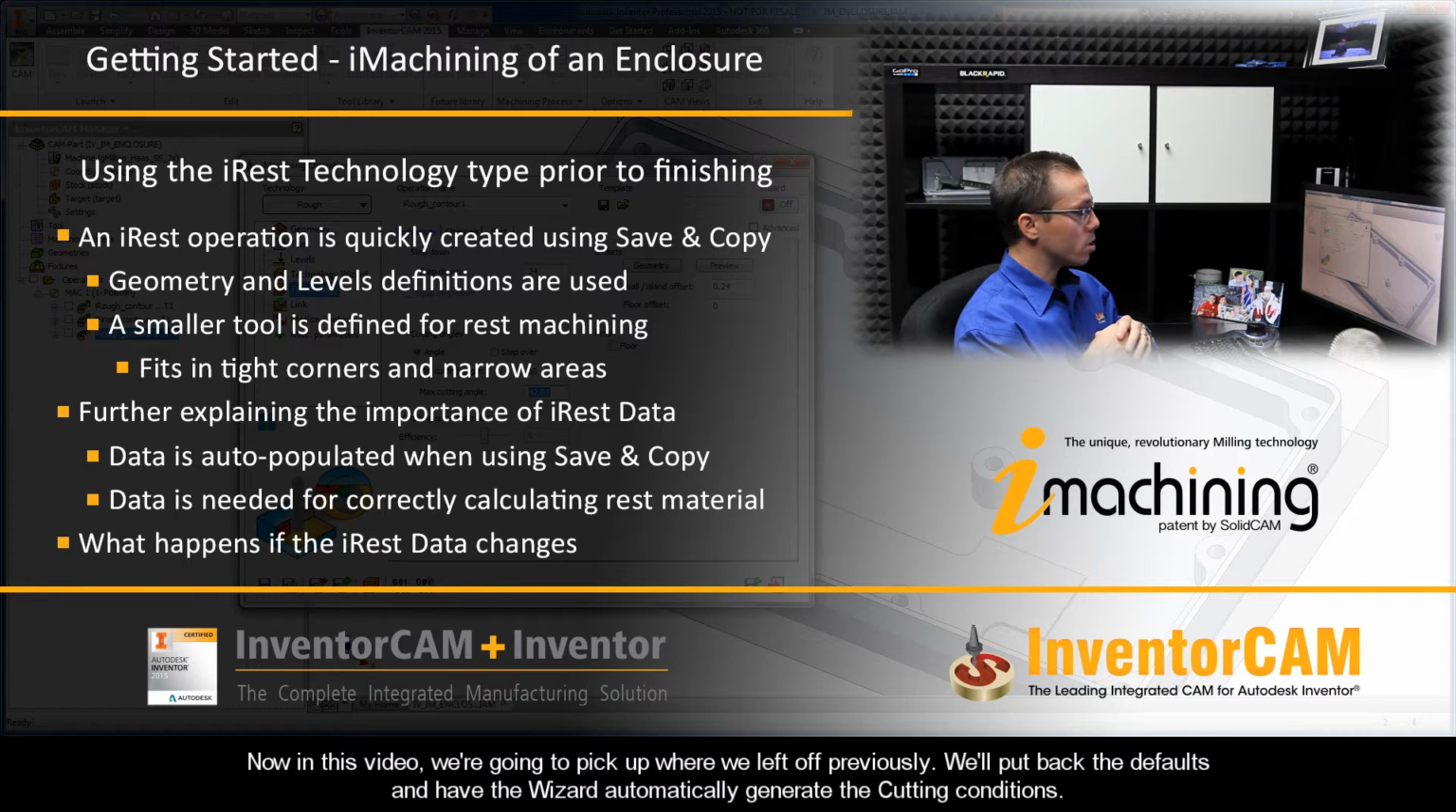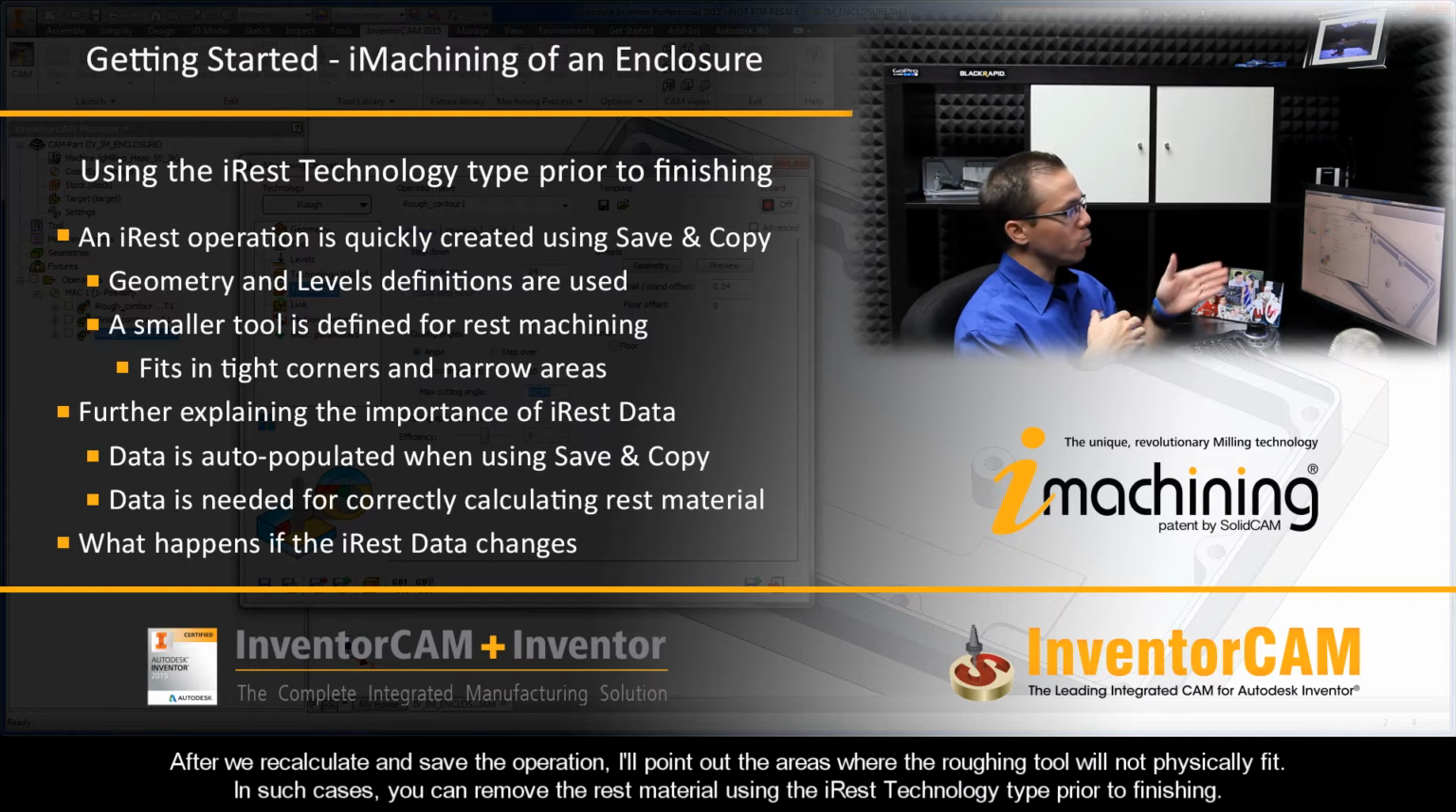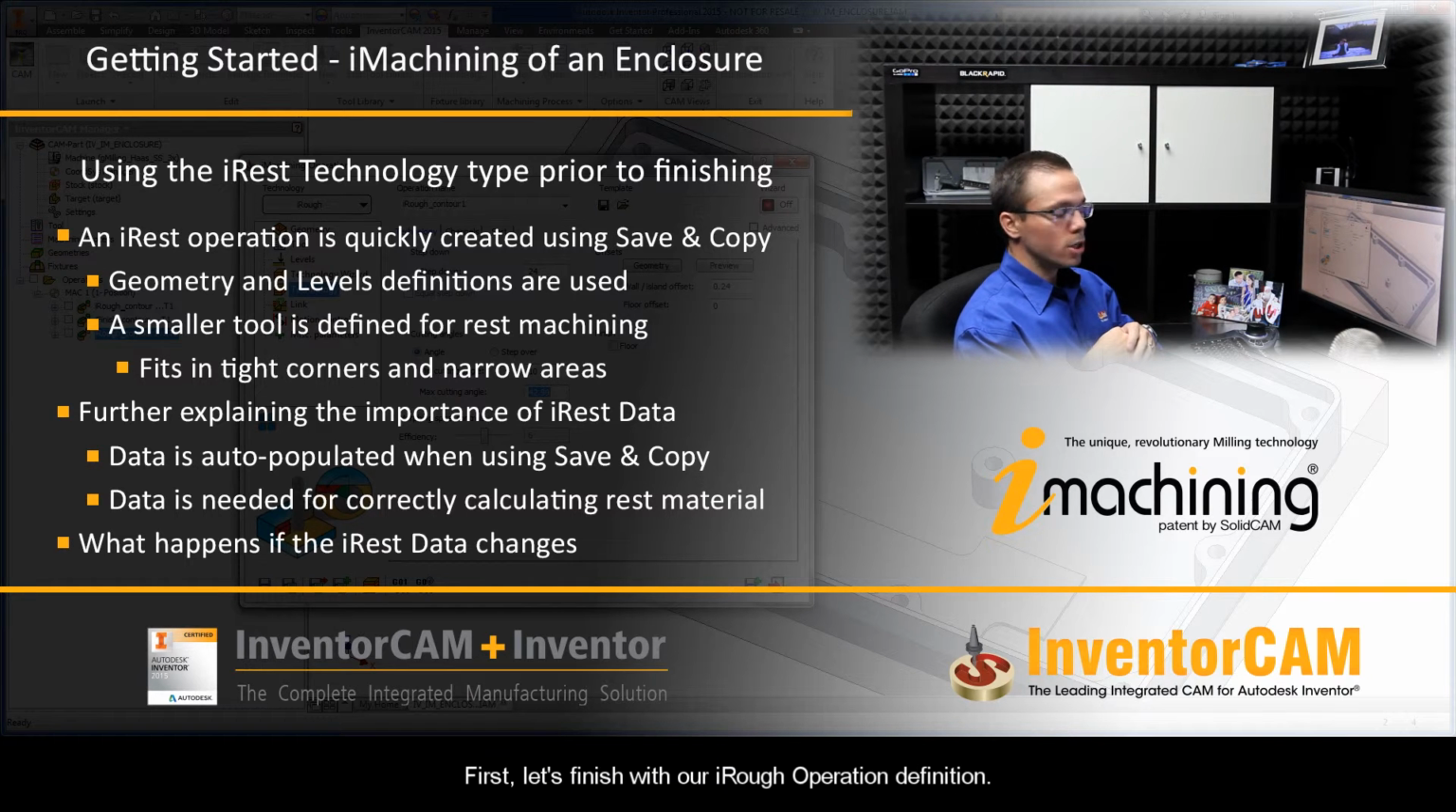We'll put back the defaults and have the wizard automatically generate the cutting conditions. After we recalculate and save the operation, I'll point out the areas where the roughing tool will not physically fit. In such cases, you can remove the rest material using the iRest technology type prior to finishing. First, let's finish with our iRough operation definition.